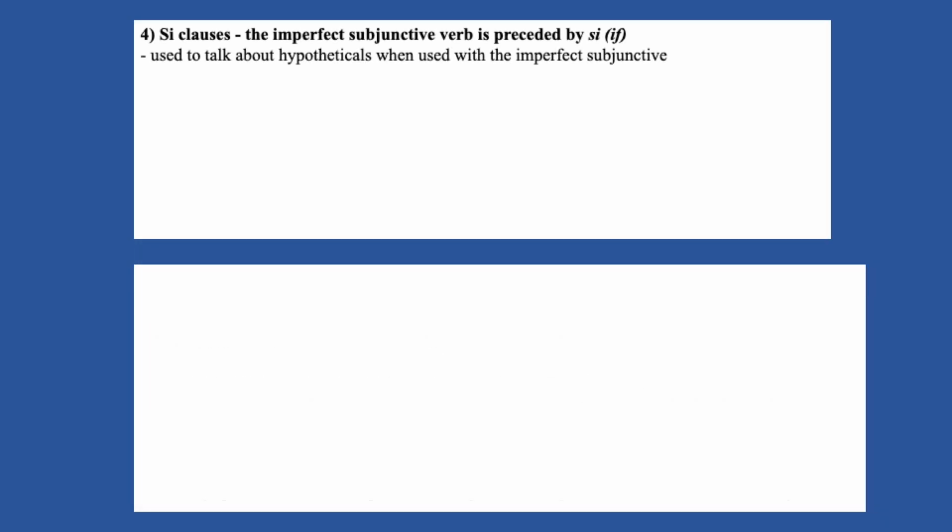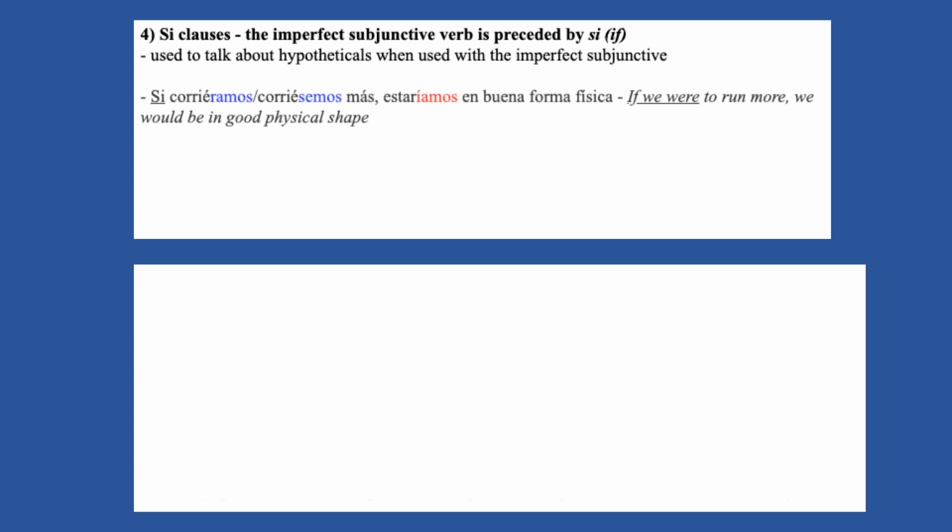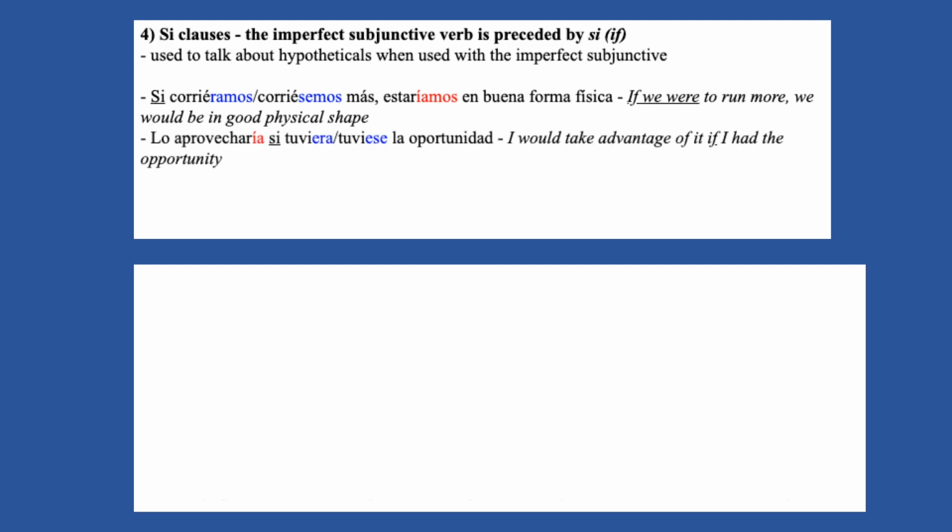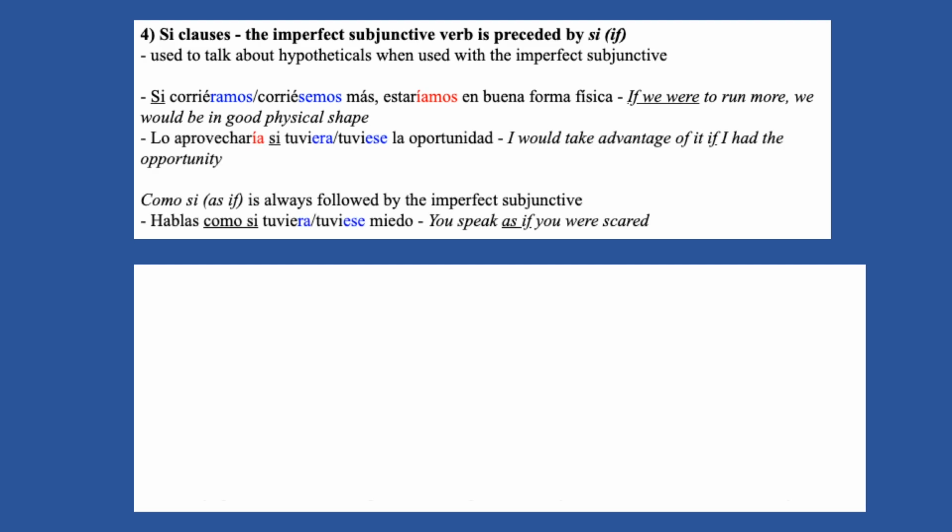With si clauses, the imperfect subjunctive is used to talk about hypotheticals. Si corriéramos más, estaríamos en buena forma física. Lo aprovecharía si tuviera la oportunidad. And como si is always followed by the imperfect subjunctive. Hablas como si tuviera miedo.